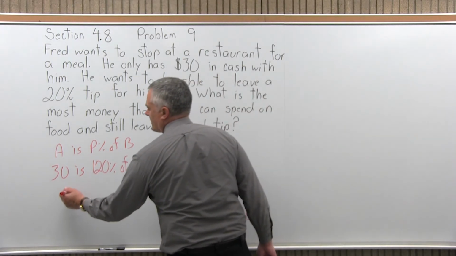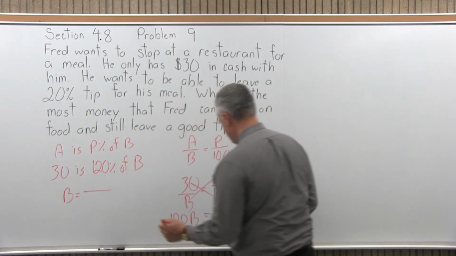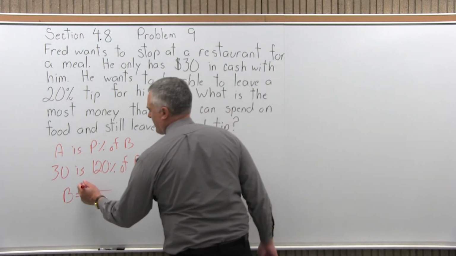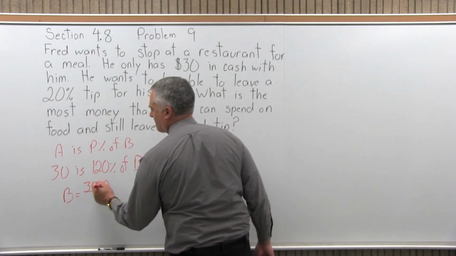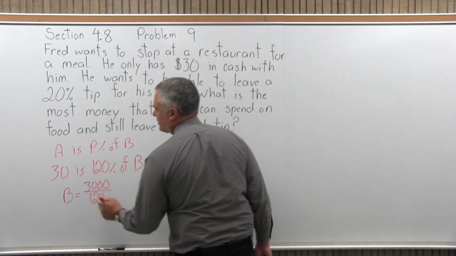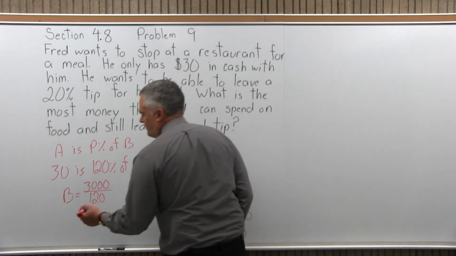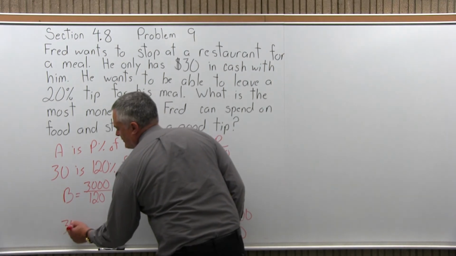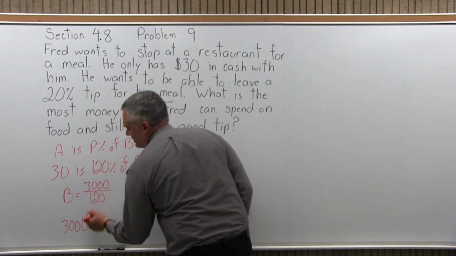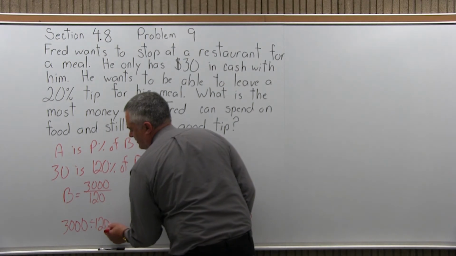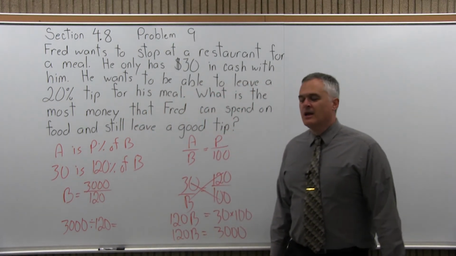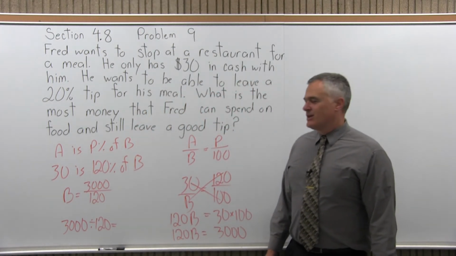Now, I want just B, not 120B. So B equals the 3,000 that we got over the 120. Now, if your teacher allows you to use a calculator for your math class, you can just simply divide the numerator divided by the denominator equals, and wham, you're done. Now, if your teacher doesn't, you're going to have to divide it.